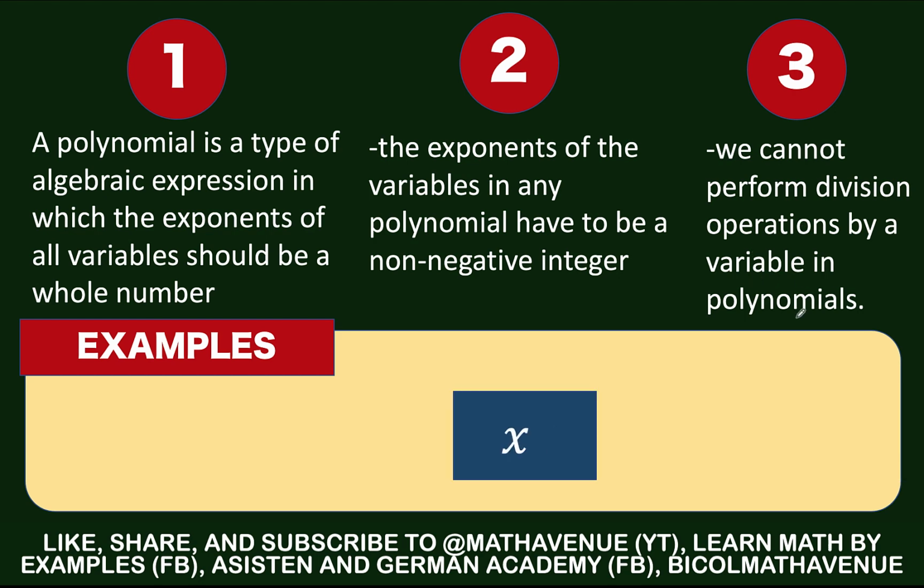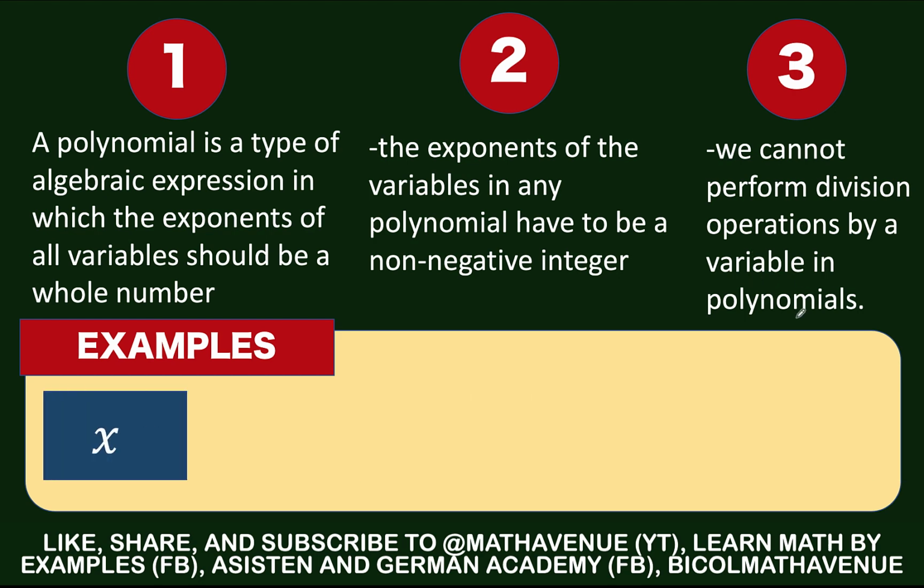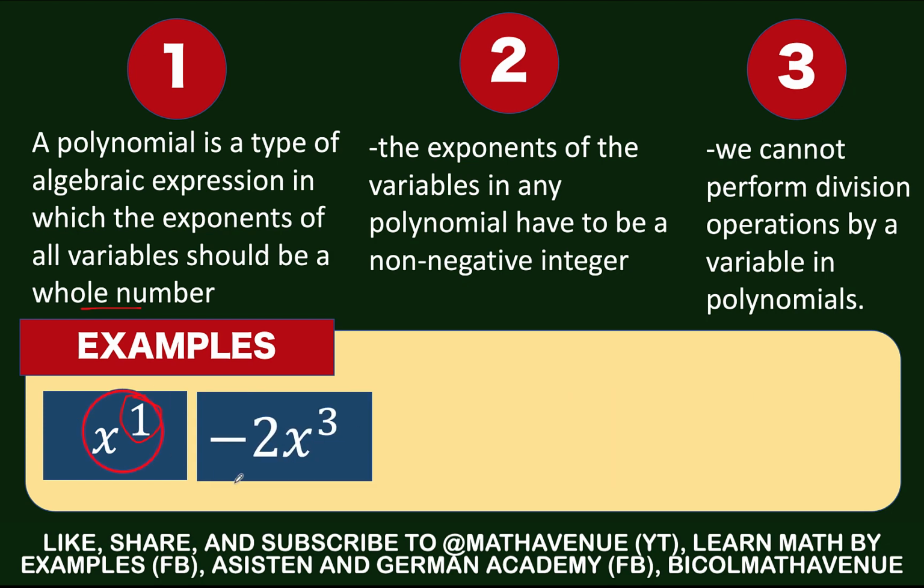So let's have an example. Let's say x. Is x a polynomial or not? The answer is yes, because the exponent of this variable x is a whole number. 1 is a whole number. So this is a polynomial. Next, negative 2x cubed. Here we are looking at the variable and the exponent. The exponent should be a non-negative whole number, and there is no division by a variable. This expression passes these three tests, and therefore, it is considered a polynomial.